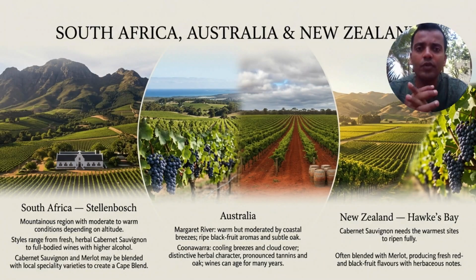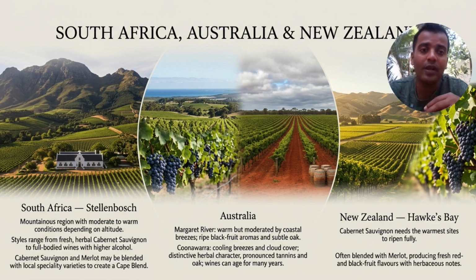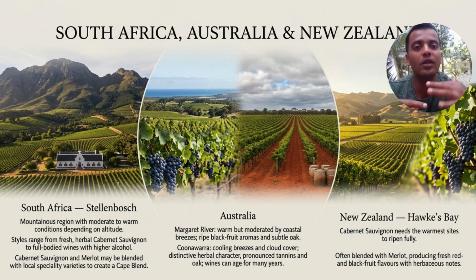So that is pretty much all we need to know about South Africa, Stellenbosch for this grape variety. Let's move on to Australia. In Australia, Margaret River is warm but moderated by coastal breezes, with ripe blackfruit aromas and subtle oak. Margaret River is, of course, a very warm wine region, but because of these coastal cooling influences, they're able to produce wines with a more balanced flavor profile of this grape variety.